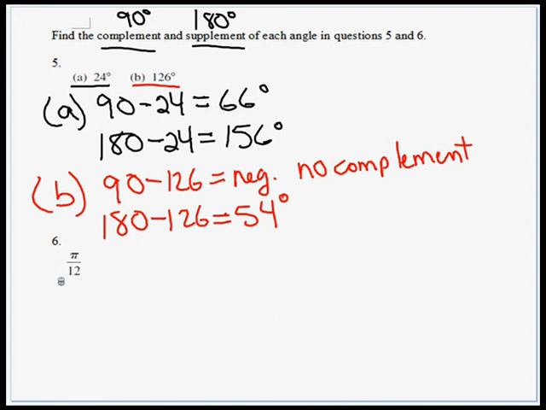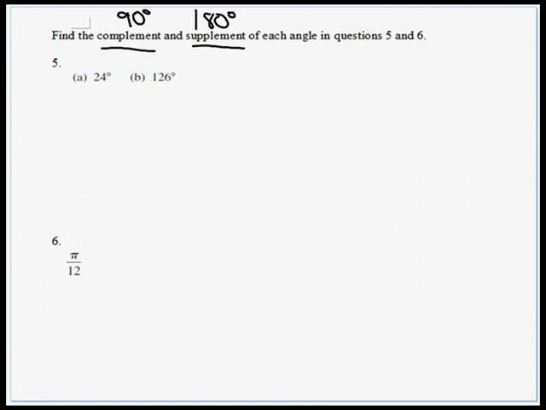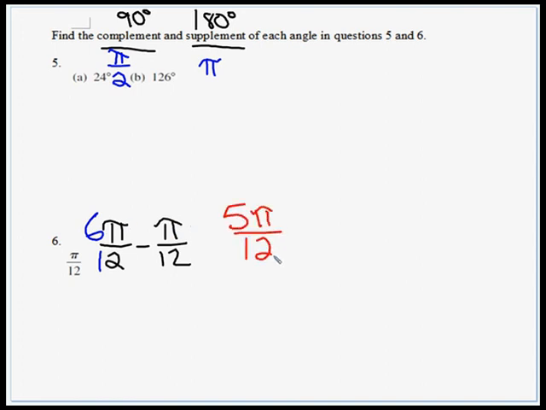Now we're going to do the same thing, but in radian measure. So now that we're switching to radians, complements add up to 90 degrees, which is pi over 2 radians. Supplements were 180 degrees, and that in radians is pi. So for the complement, we are going to take pi over 2 minus our given angle. Now we need a common denominator. We need to turn this into a 12, so I want to multiply by 6. I'll multiply the numerator by 6 and the denominator by 6. Common denominators there, so 6 minus 1 is 5 pi over the common denominator 12.